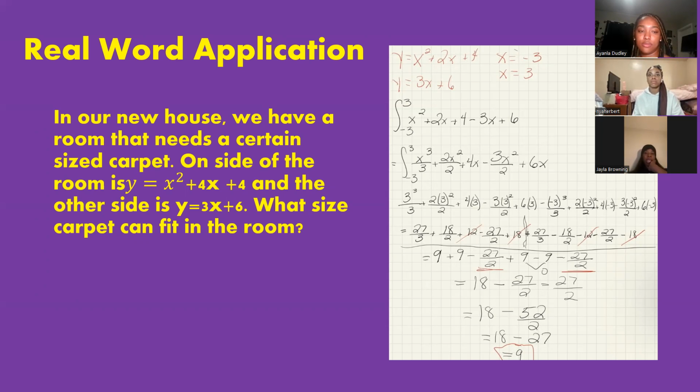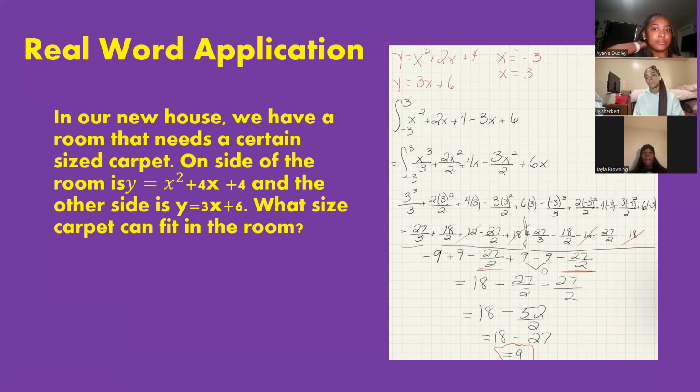Once we get this, the next step is to find an antiderivative. So the antiderivative of x squared equals x cubed over 3. The antiderivative of 2x is 2x squared over 2. The antiderivative of 4 is 4x. Now the antiderivative of negative 3x is negative 3x squared over 2. And the antiderivative of 6 is 6x. Once you know the antiderivative formulas, solving it will not be hard. It will be very easy to convert it.